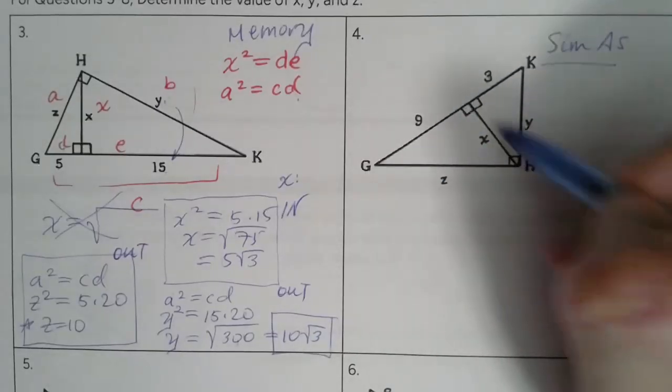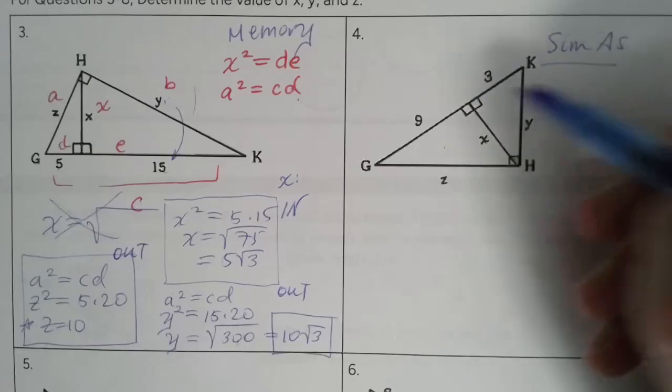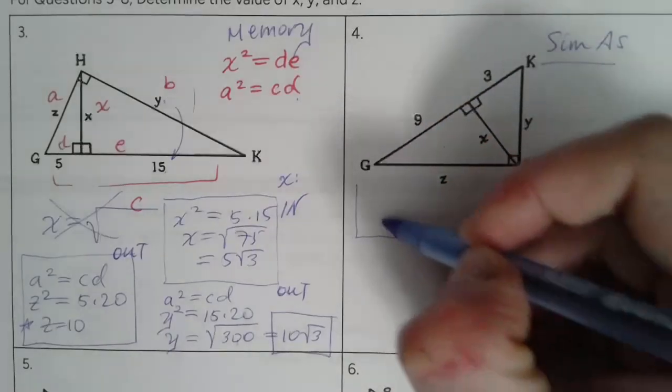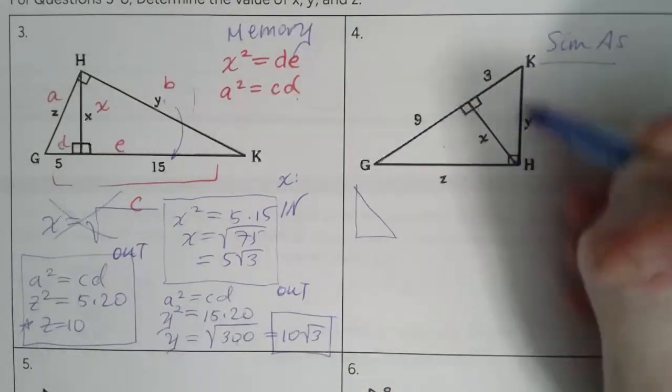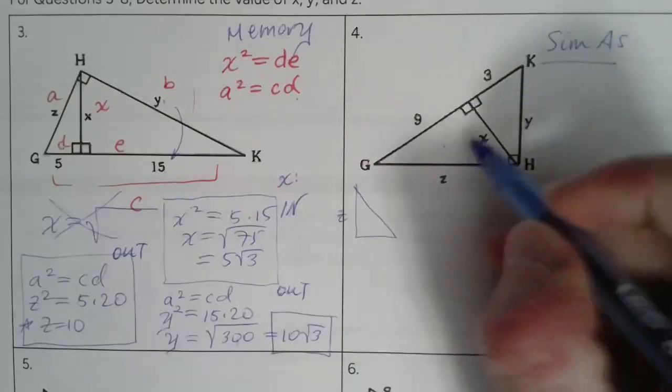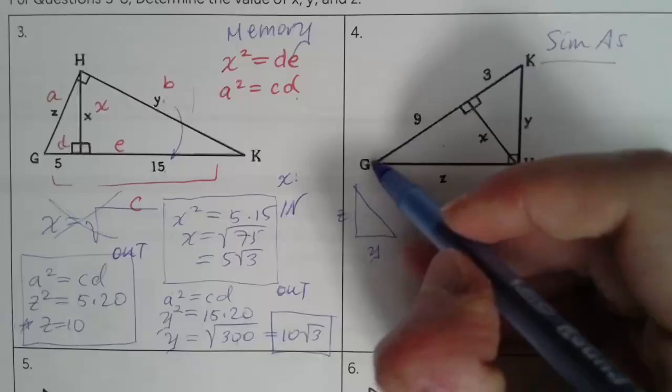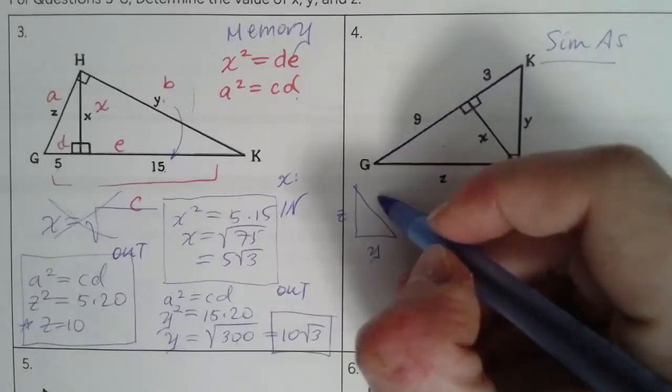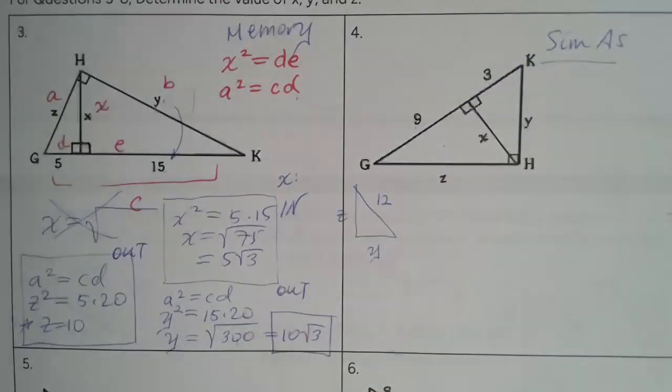To do this, we just split the triangle up into its 3 obvious pieces. Here we have the large triangle, which is triangle GHK, in case you're curious. It has a long leg of Z, a short leg of Y, and a hypotenuse of 9 plus 3 for a total of 12. All right?